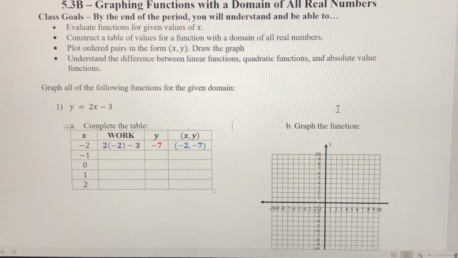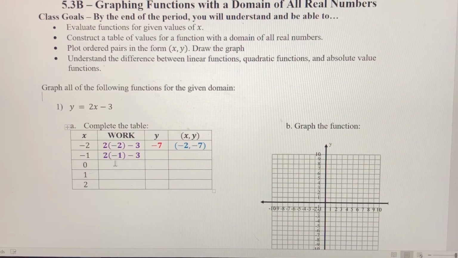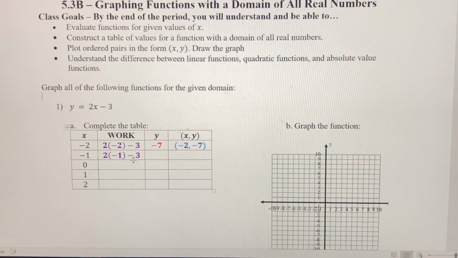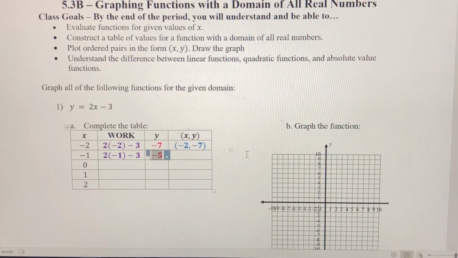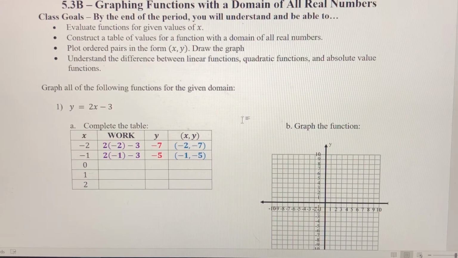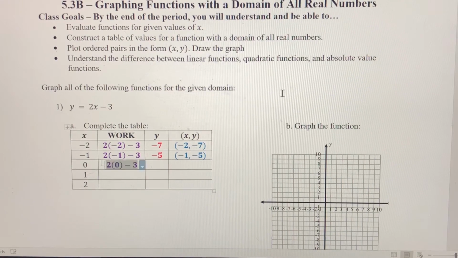Let's plug in -1. 2 times -1 is -2. -2 minus 3 is -5. So that corresponds to an ordered pair of (-1, -5). All right, let's plug in 0. Let's complete this table of values. That gives me 0 minus 3, which is -3. So that gives me an ordered pair of (0, -3).